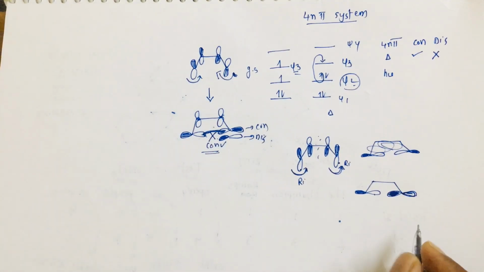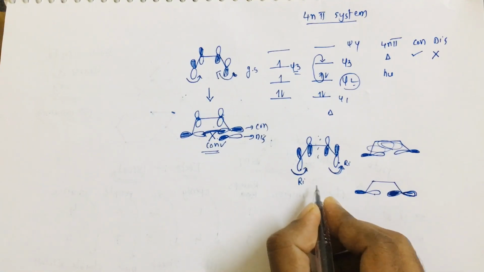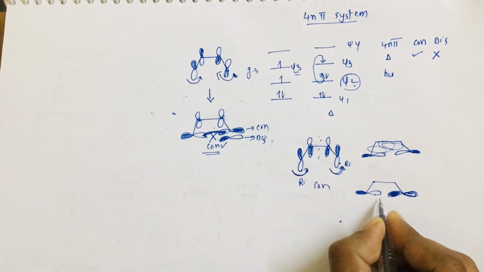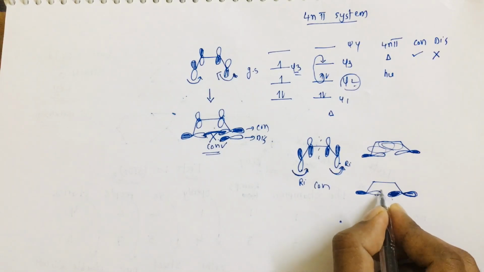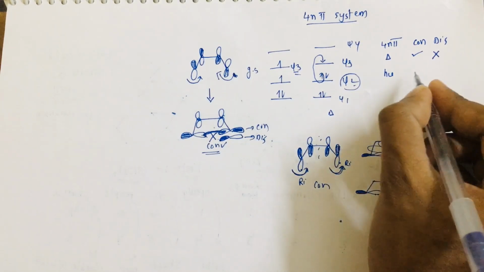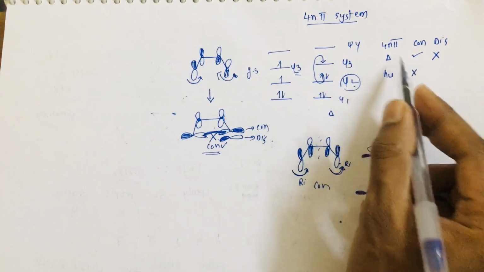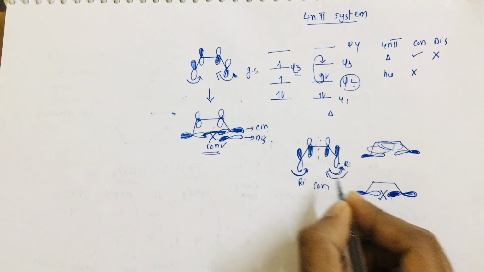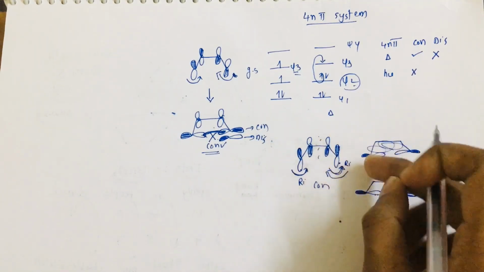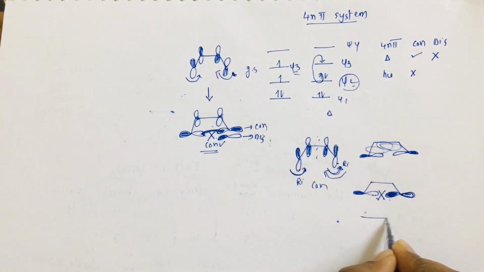Okay, now see, in a 4n con rotation we have two different things here. Two different means shaded one, unshaded one. Because of that, under photochemical condition, the con is disfavored in case of 4n system. Okay, and now you do the disrotation, and this one we are rotating this way, and this will be like this.